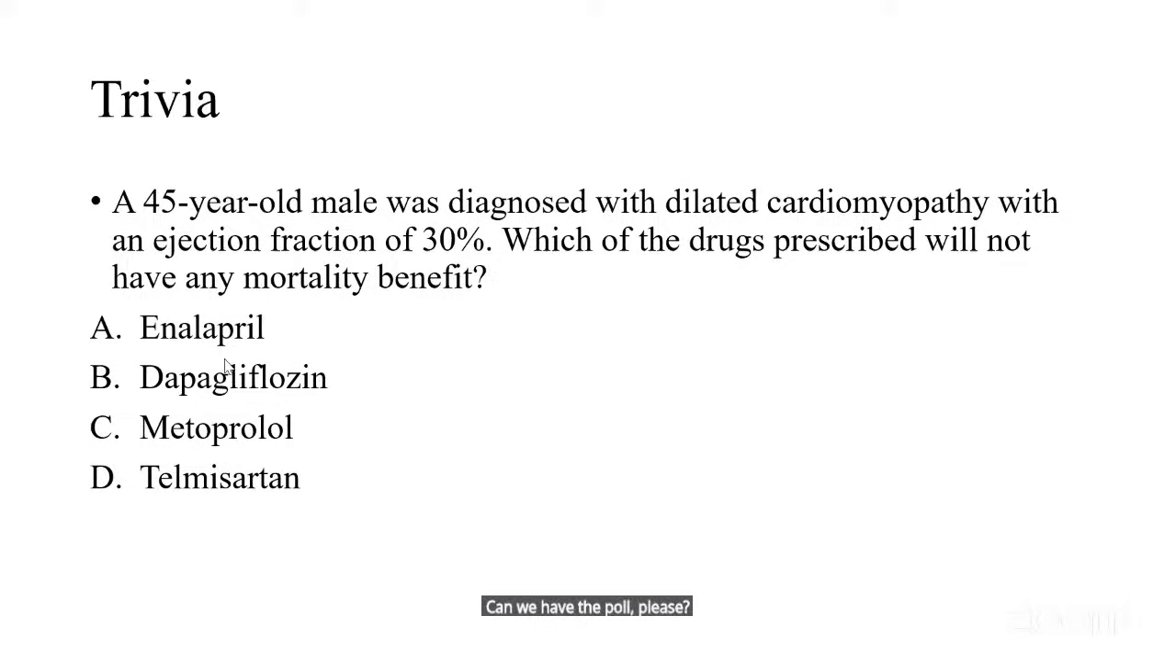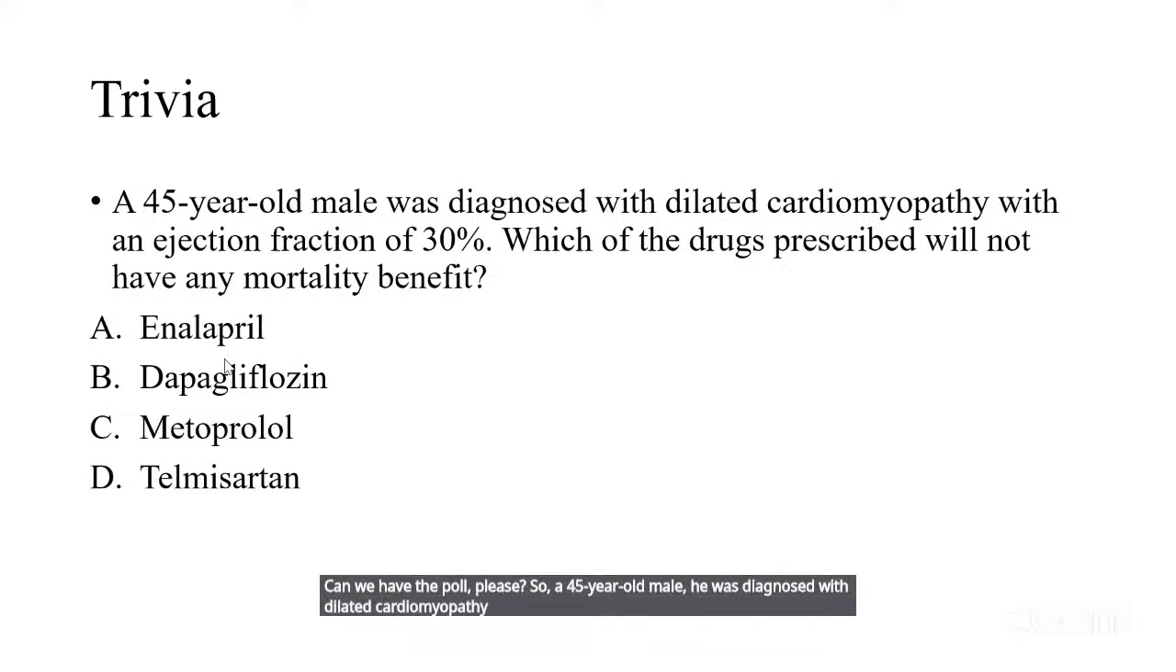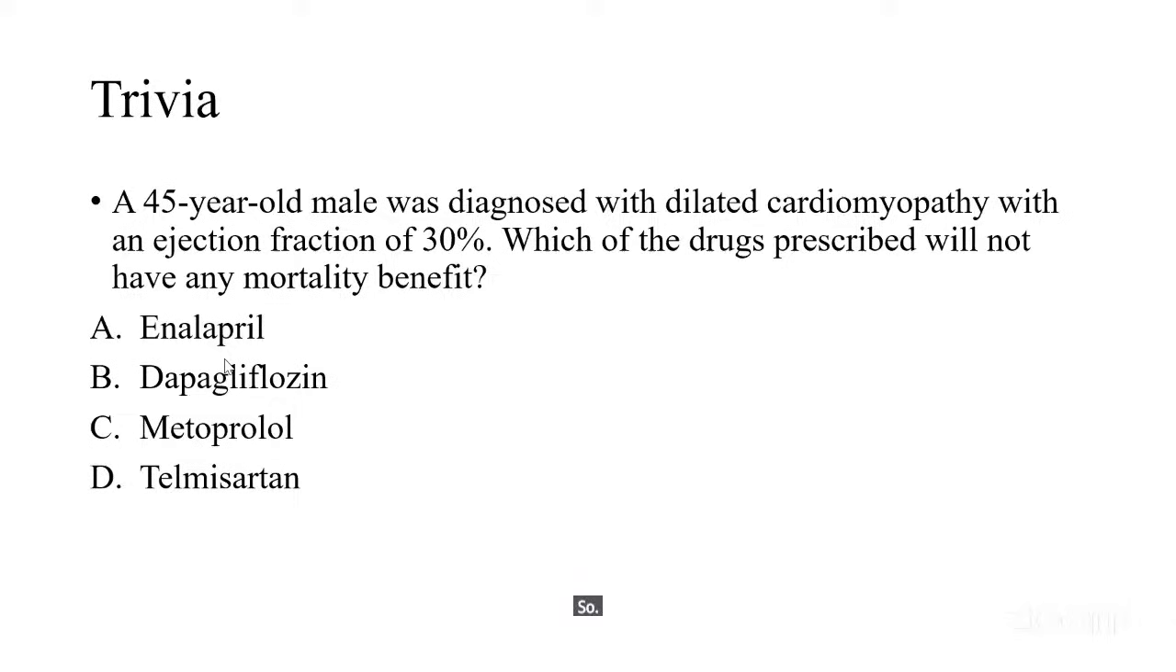A 45-year-old male was diagnosed with dilated cardiomyopathy and he has an ejection fraction of 30%. Which of the drugs prescribed will not have any mortality benefit? The options are enalapril, dapagliflozin, metoprolol, and telmisartan. Everyone, please try to answer. I'll give you 30 seconds.